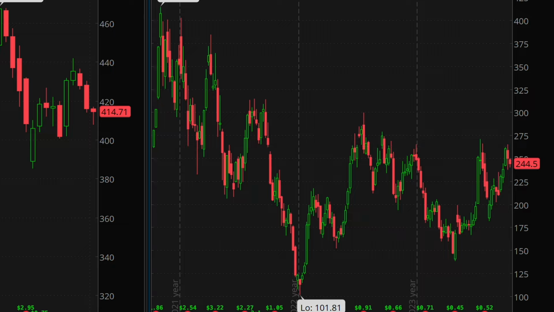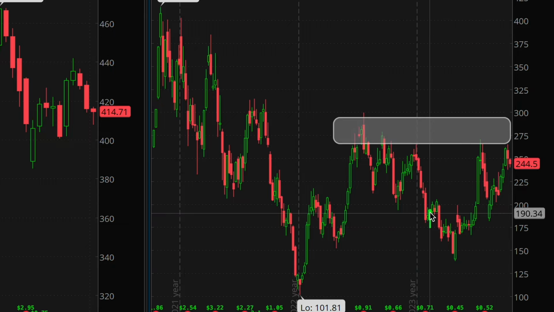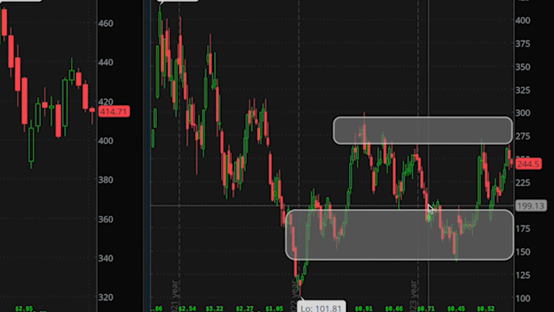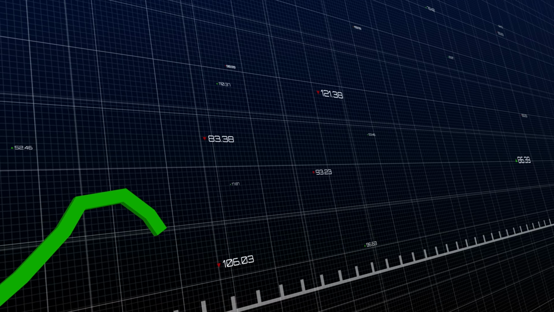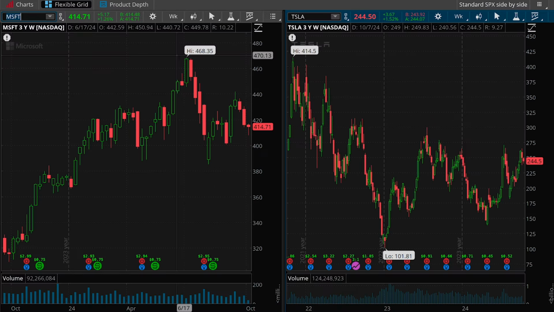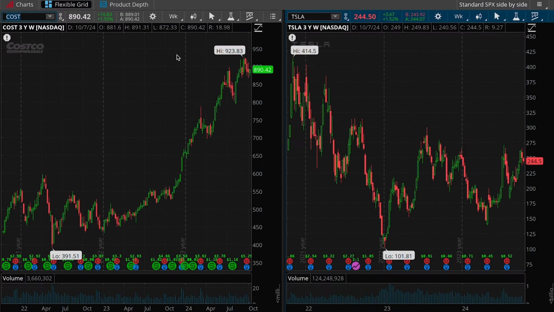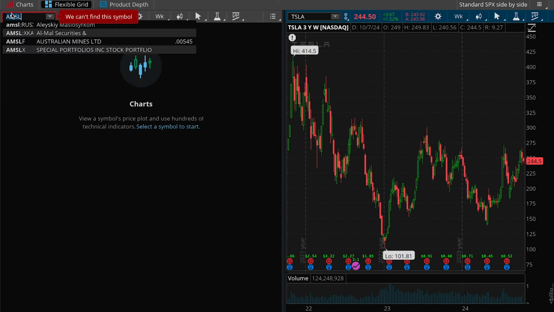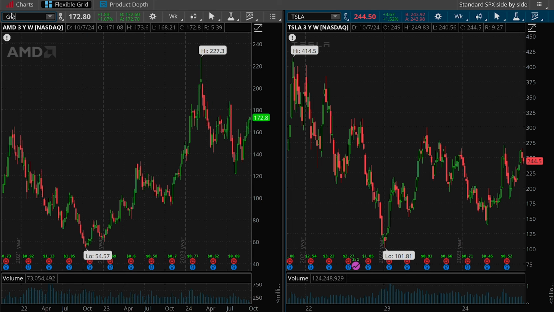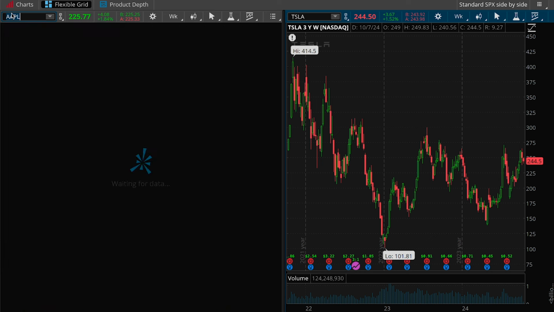Not to say that Tesla isn't tradable, like a resistance at 270, a support at 150, or support at 200, but it makes things a lot harder as opposed to just trading the trend, which is a lot lower effort and a lot more consistent. And so if you're looking for stocks with consistent patterns you can trade, for example, Costco is one of them, ASML is another one, AMD, Google, Apple.